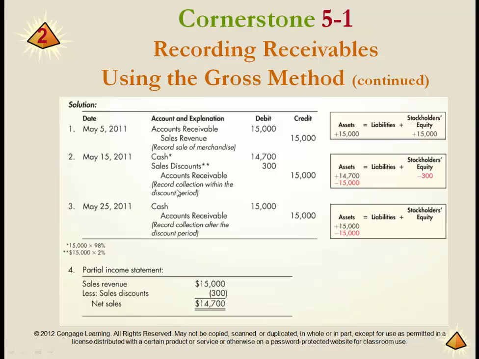Now, if you notice, this is collection within the discount period. Later on, down here, it says collection after the discount period. No discount is given, and they didn't pay. So that's the scenario, and you notice gross method, not the net method. The net method would look a little bit like this, but it would be different in that, and you have to pardon me for a minute, the account names would be different. So this would actually be accounts receivable, and it would be on the 5th, by the way, not on the 15th. The net method would look like this: accounts receivable, sales discounts, 14,700 and 300, and then sales revenue of $15,000. Let's go to the next one.